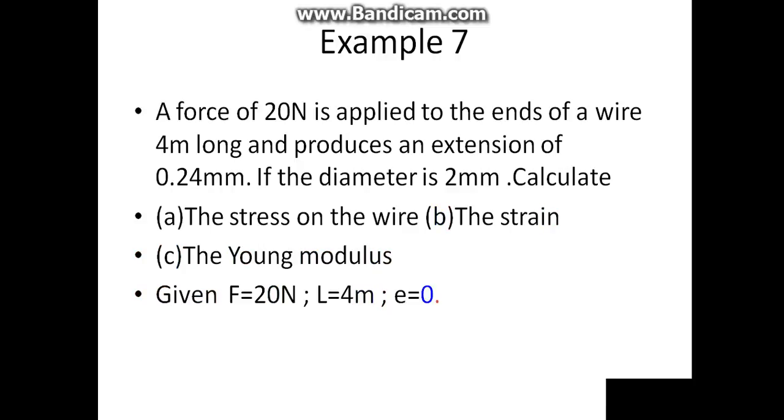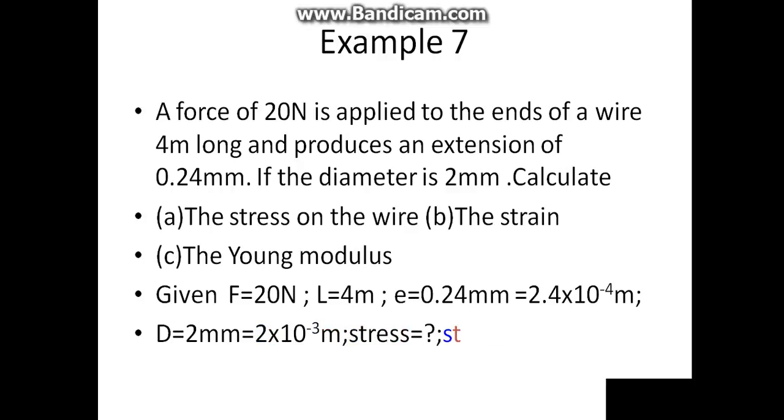Given F equals 20 Newton, L is equal to 4 meter, e equals 0.24 millimeter, which is equal to 2.4 times 10 raised to the power minus 4 meter. D equals 2 millimeter, which is equal to 2 times 10 raised to the power minus 3 meter. Stress is unknown, strain is unknown, Young's modulus capital E is unknown.